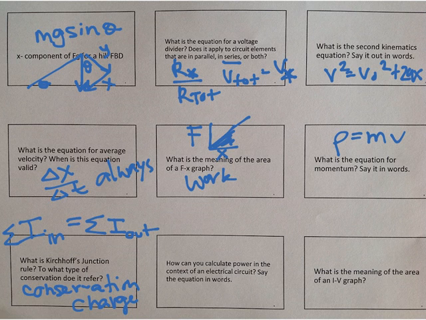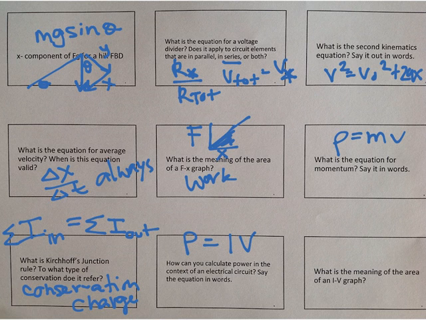All right, how do you calculate power in an electrical circuit? That's P equals IV is your standard one. There's a lot of different ways you can do this because remember, V equals IR. So you can often substitute in different things for this.